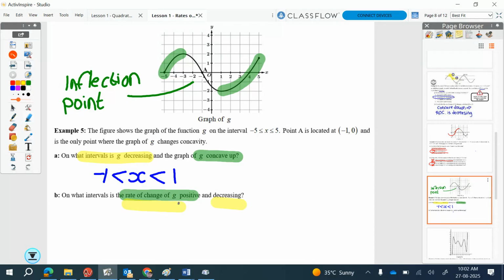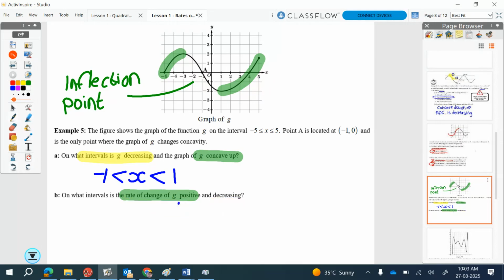So which of the two green intervals is concave up? Well, this is the section that's concave up, so it's going to be from 1 to 5. The rate of change is positive, means it's going up. The rate of change is decreasing, meaning it's concave. Oh, wait, sorry. I got that slightly wrong there.